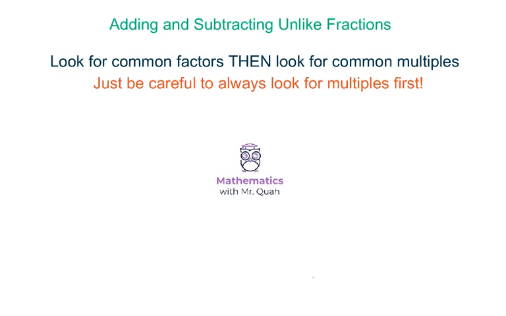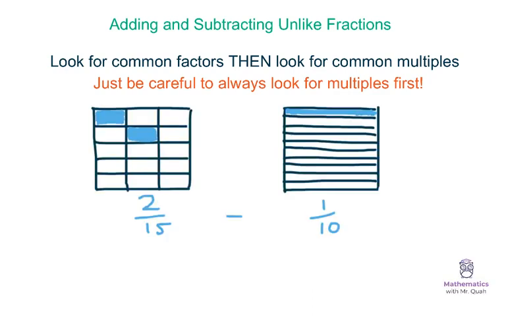When we add and subtract unlike fractions, we first look for common factors, then we look for common multiples. In this clip, we're going to examine why it's so important that we always look for multiples first. So we're going to look at this example on screen, which is 2/15 minus 1/10.